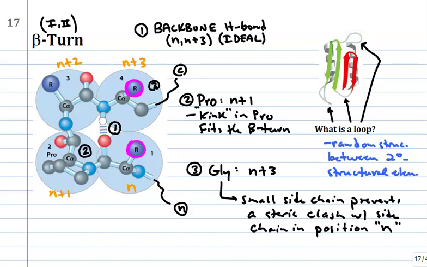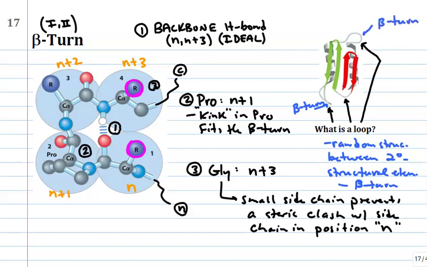And it may contain a beta turn. It doesn't have to, but oftentimes it contains a beta turn. So this right here is kind of a beta turn. Now this whole loop is not the turn. The loop is random structure between secondary structural elements, and it might contain a beta turn. This looks like a beta turn.